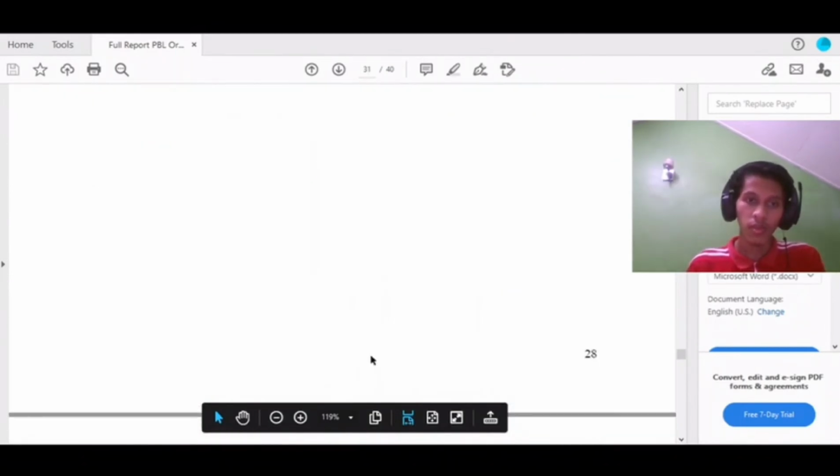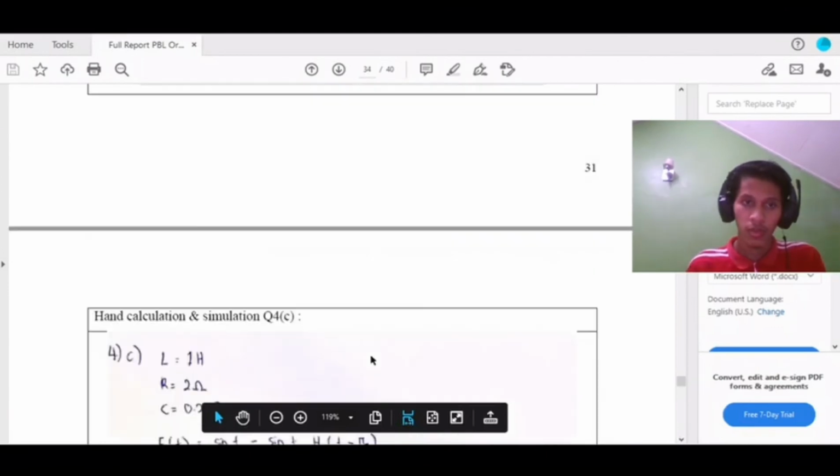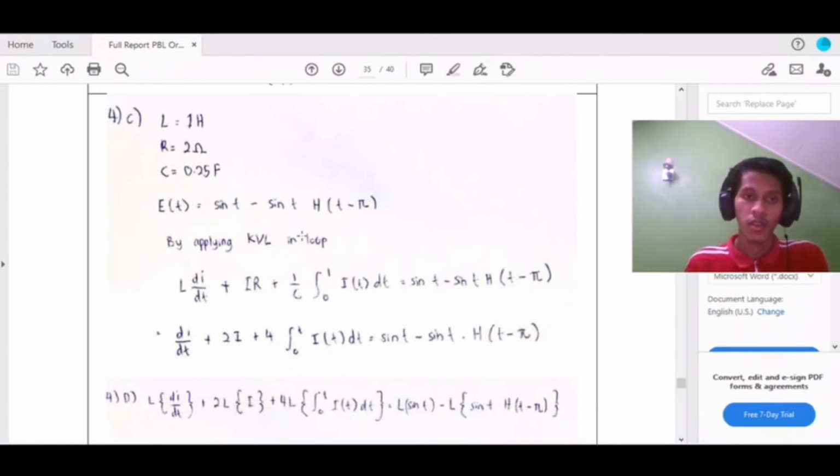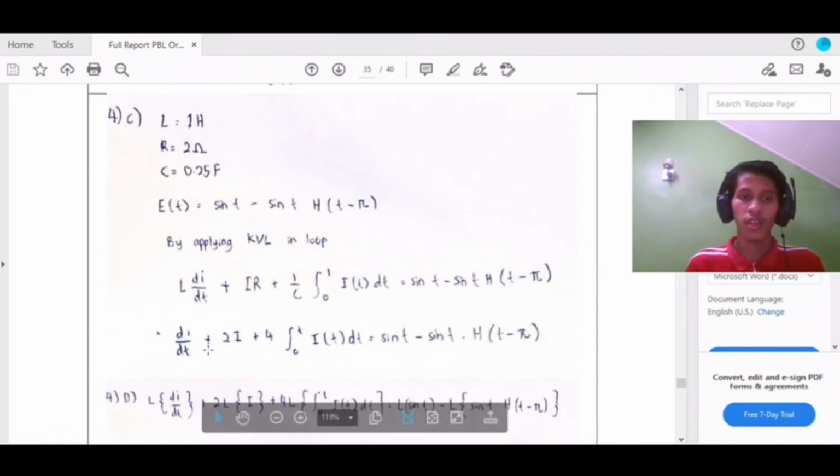Based on my calculation, by applying KVL in the loop in the figure, I use the equation L di/dt plus iR plus 1 over C integral of i dt equals sin t minus sin t h(t minus pi). By substituting the values into the equation, I got di/dt plus 2i plus 4 integral of i dt equals sin t minus sin t h(t minus pi).